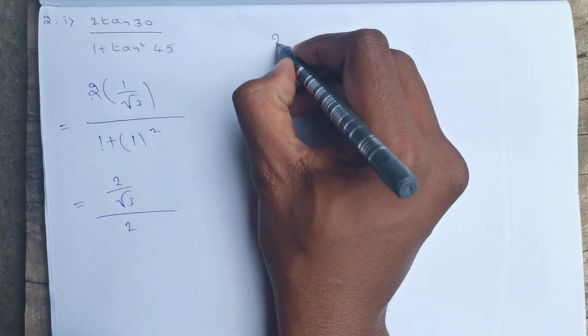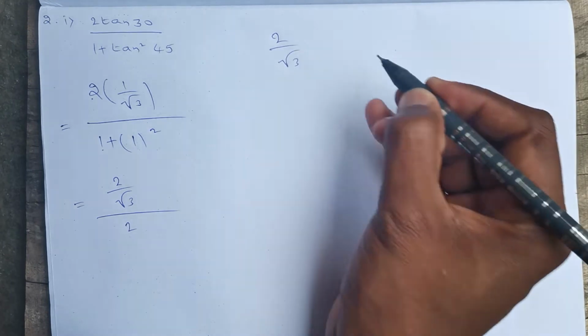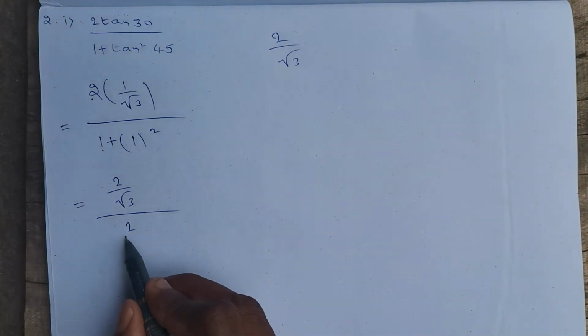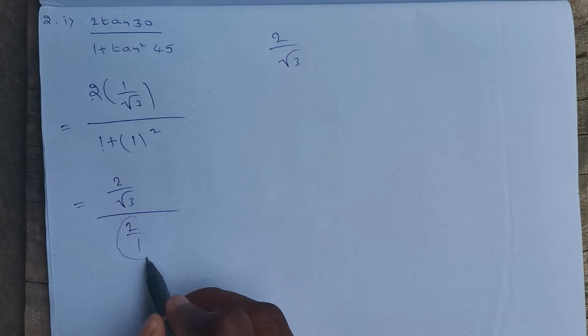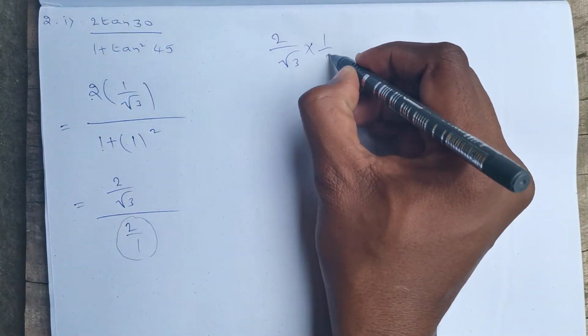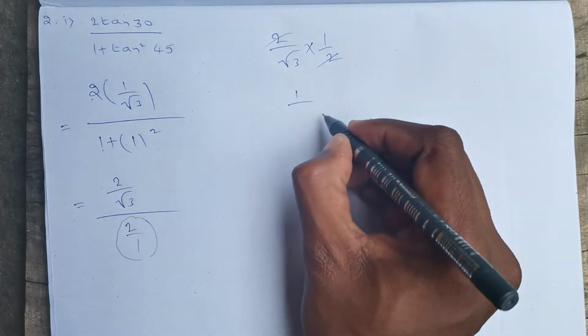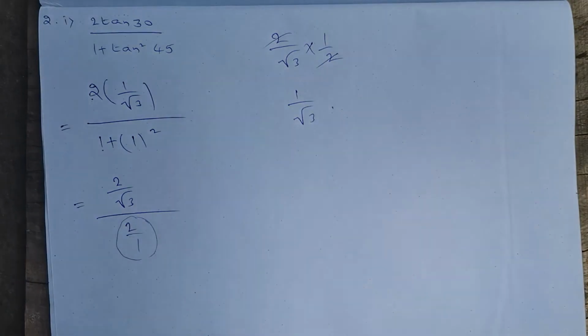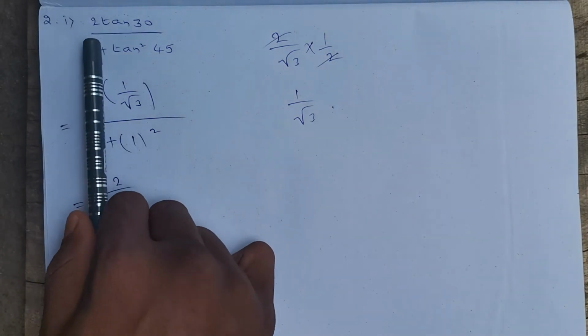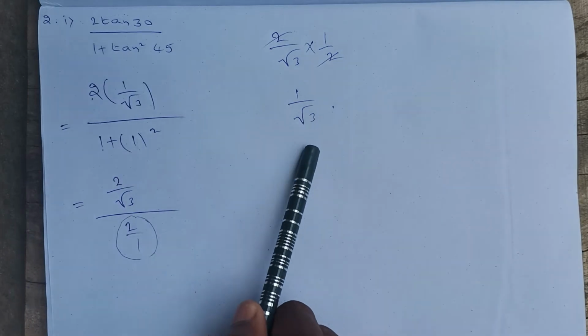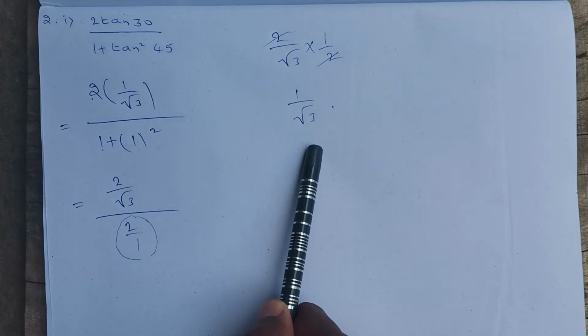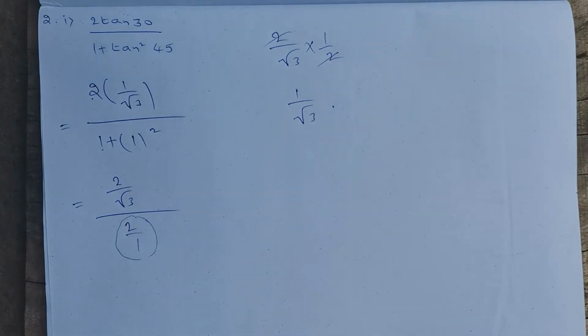So the numerator 2 by root 3 as it is, this 2 is nothing but 2 by 1. So if we make it reciprocal into 1 by 2, 2 cancel, so we remain with 1 by root 3. So the value of 2 tan 30 divided by 1 plus tan square 45 is 1 divided by root 3. Now in this second bit only, they gave some options, actually objectives. So we need to find which one is the correct option for that.